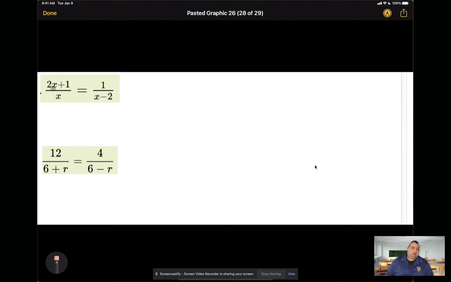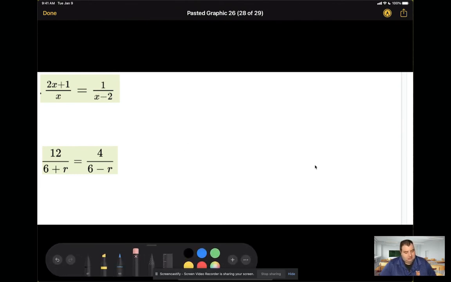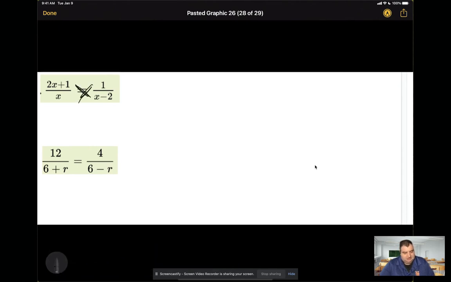I have (2x plus 1) over x equals 1 over (x minus 2). So when I say cross multiply, I literally mean cross multiply. So like this. So this diagonal here is going to be (2x plus 1) times (x minus 2). And then the other diagonal is going to be x times 1. Well, anything times 1 is itself. So I'm going to have to multiply this out using the box method. So let me set this up real quick.